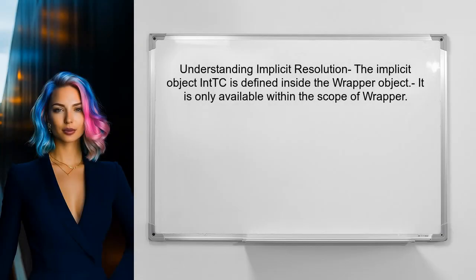To understand why the implicit value for parameter tc could not be found, we need to look at the scope of the implicit definitions. The user should note that the implicit object intTC is defined inside the wrapper object, which means it is only available within that scope.